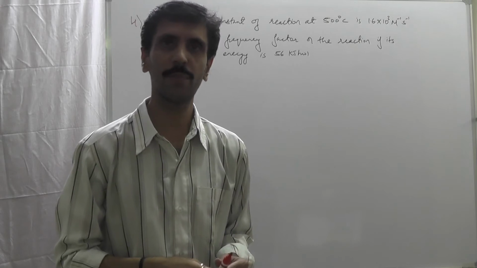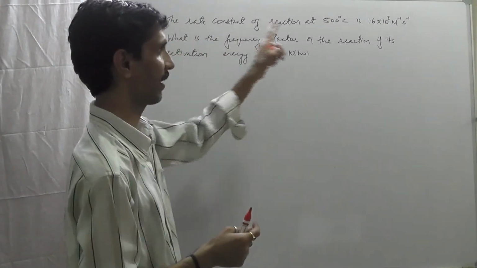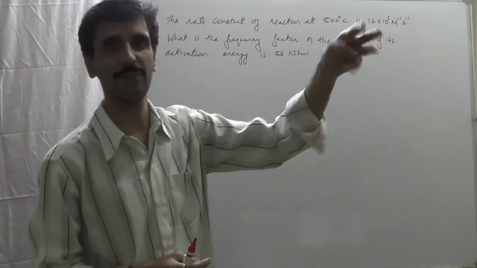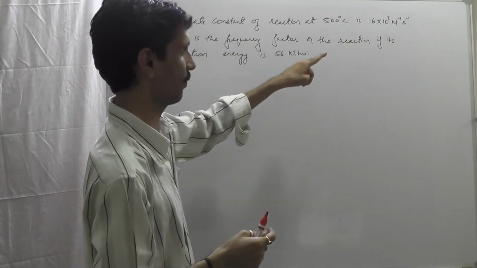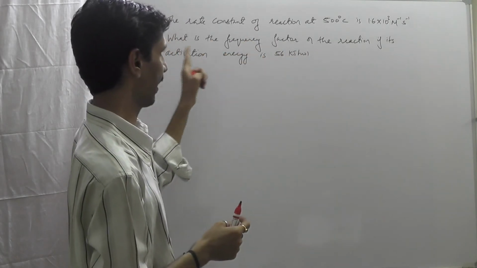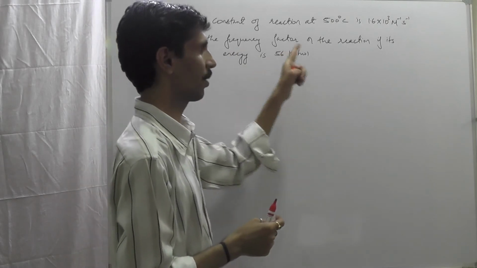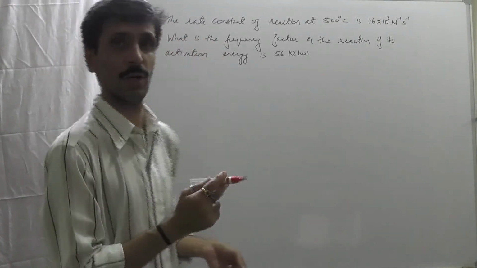Alright, we are going to the next problem, and that is about the rate constant of a reaction at 500 degrees Celsius is 1.6 into 10 raised to 3, okay, molar inverse second inverse. What is the frequency factor of the reaction if its activation energy is going to be 56 kilojoules per mole? Okay, that is what we need to find out.